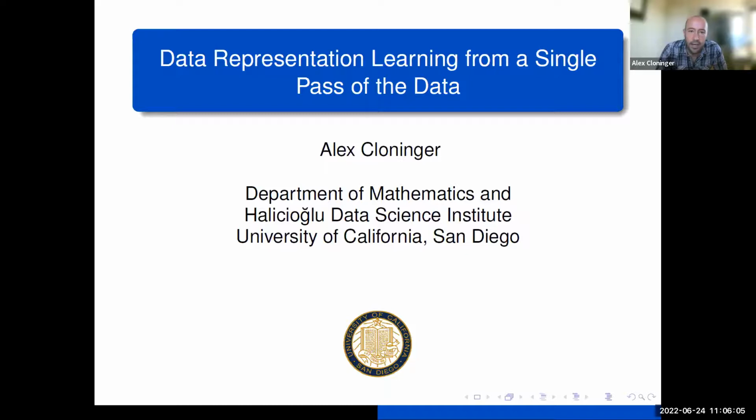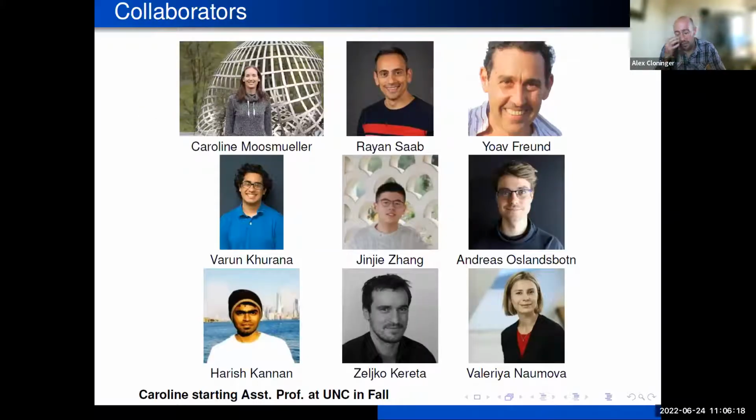Anyways, what I'm going to be talking about today is a collection of works around a theme, which is building data representation, in particular nonlinear data representation, from a single pass of the data. I'm just going to briefly show a slide of collaborators, thanks to NSF and Intel for funding. In particular, I'm going to talk about work that Caroline, Varun, and Andreas have driven. Varun and Andreas are two students of mine, and Caroline is a postdoc who's going to be starting at UNC in the fall, and work that Jinji has done, who's another student of mine.